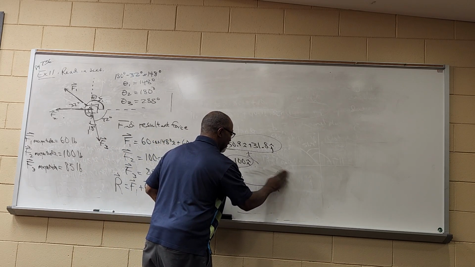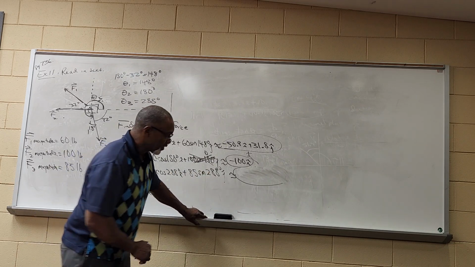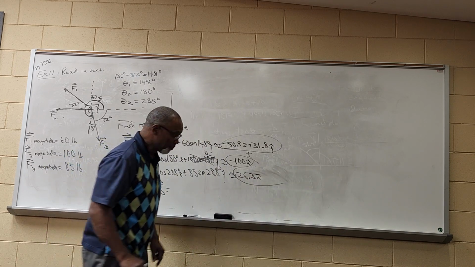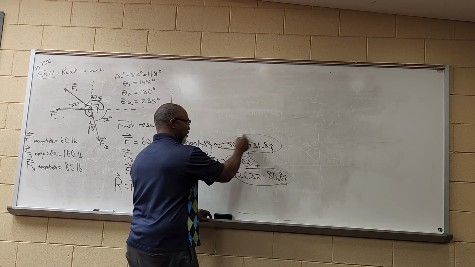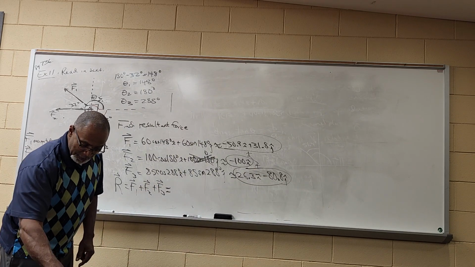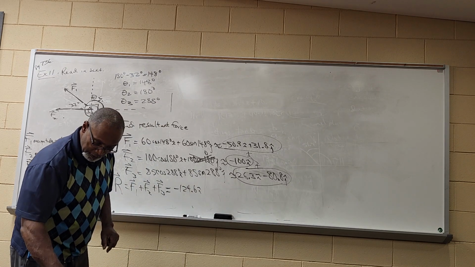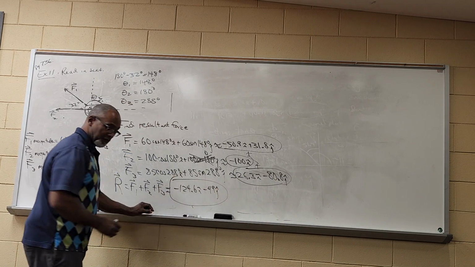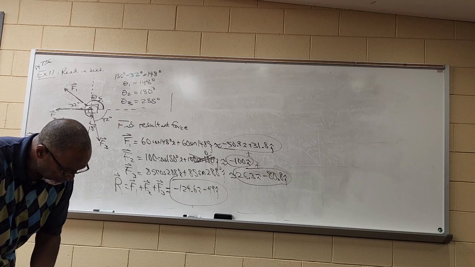If you do this stuff right here in your calculator, F3 turns out to be 26.3 I minus 80.8 J. And when you take this plus this plus this, that's how you get that resultant vector. And that's where that negative 124.6 came from, and then minus 49 J. That would be the resultant vector.